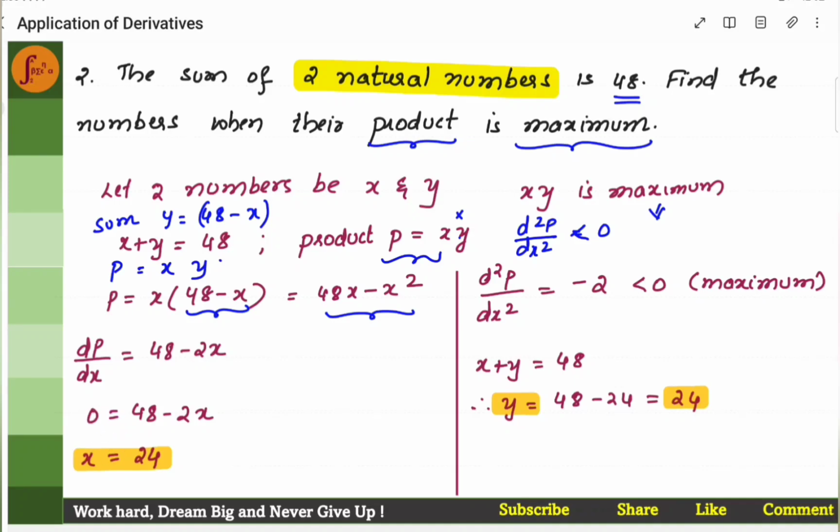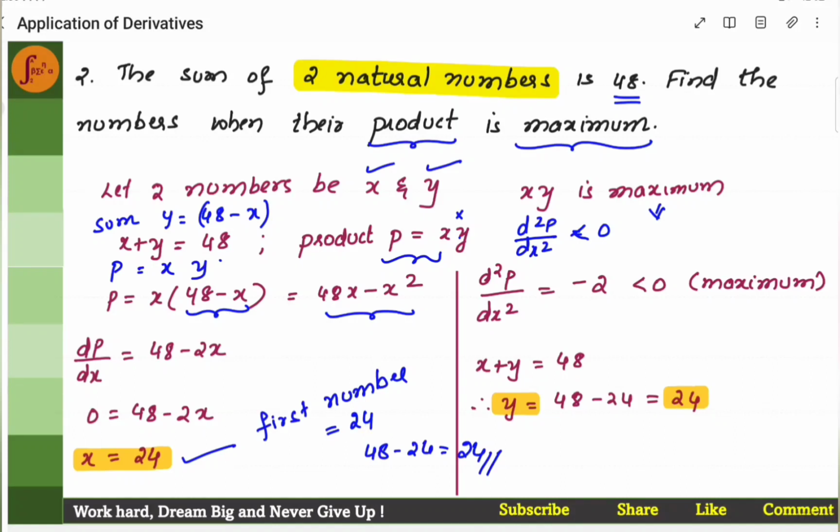Now I'll equate the first order derivative to 0 and find the value of x. So I got the value of x, right? So x is 24. That means this is the first number. First number is 24. Now we'll have to find the second number. It is actually very simple. The sum of two numbers is 48, so the second number will be 48 minus 24, which is 24. Second number also will be 24. Both the numbers will be 24.